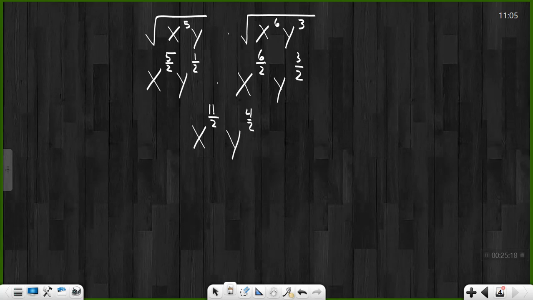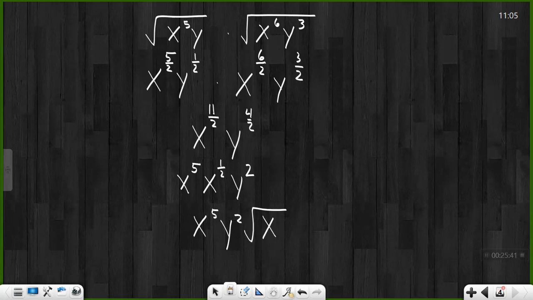Now, if I were to simplify this, this comes down to 11 halves. That is 5 and a half for my x's. All right, because I can get 2 going into 11 5 times with 1 half left over. And y, well, 4 over 2 is just going to be 2. That means that this goes all the way down to x to the 5th y squared times the square root of x, because this 1 half says it's the square root of x, and all the rest comes out of that root. That's how you can use Law 6 to simplify some things, and that's where it's really going to go.